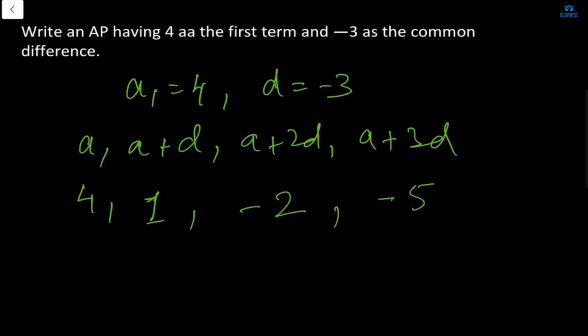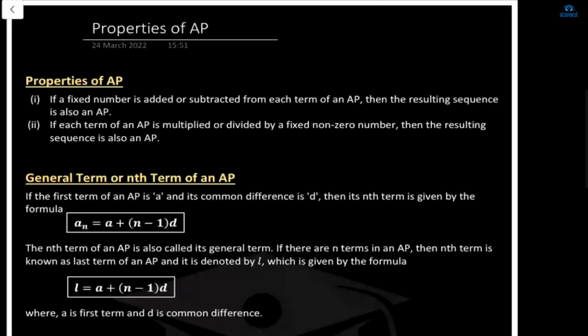Now, what are the properties of an AP? If a fixed number is added or subtracted from each term of an AP, then the resulting sequence is also an AP. For example, you are already having an AP. If you add or subtract a fixed number to each term of an AP, then the new sequence will also be in AP, because the common difference will remain the same.